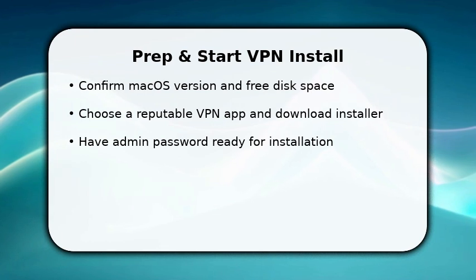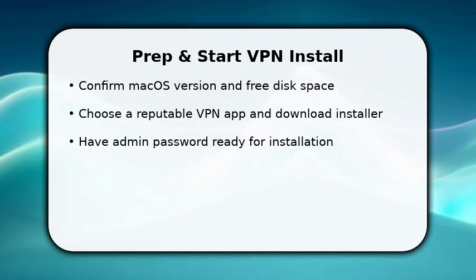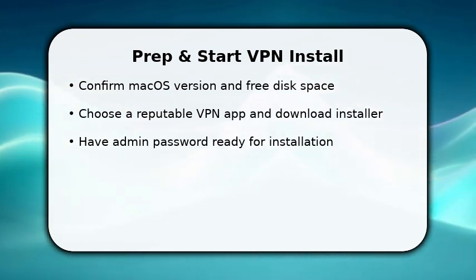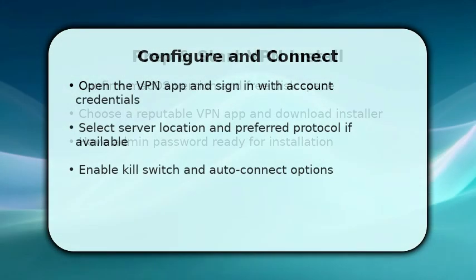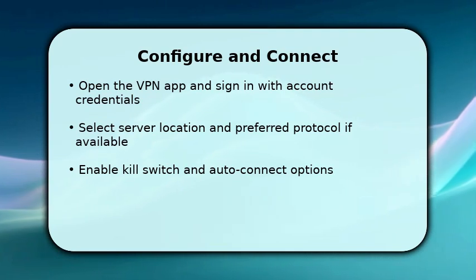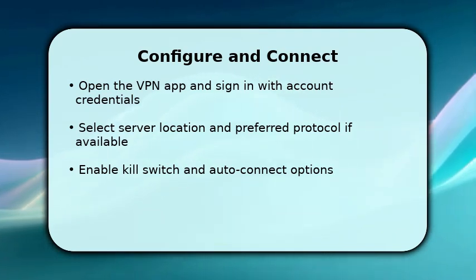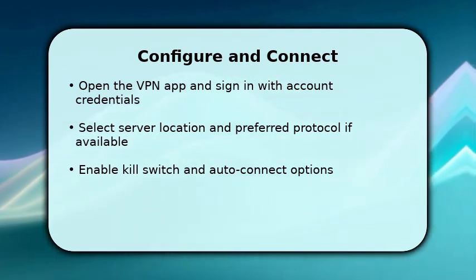You'll be prompted for permissions. Grant network extension access when asked. This early setup prevents permission blocks and speeds the rest of the process. Open the VPN application and sign in with your account details. This links your Mac to the service and unlocks server lists.